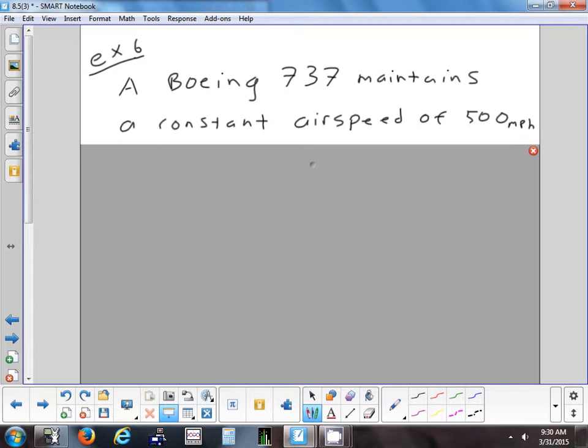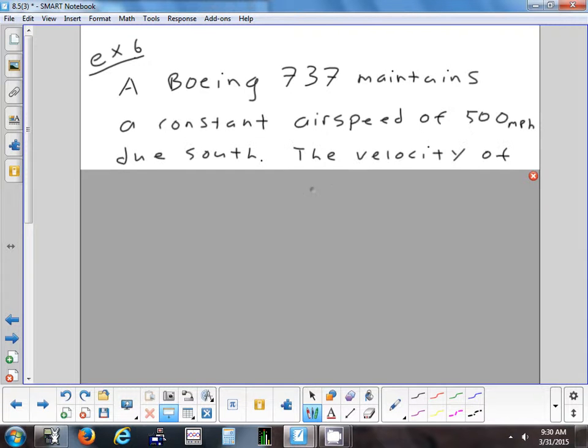Okay, so the Boeing 737 is maintaining an airspeed of 500 miles an hour south. Does everyone understand the difference between airspeed and ground speed for an airplane? All right, so the airspeed and the ground speed can be different. All right, so here's an example. You're driving in your car. Okay, let's say you're on the highway and you're going 60 miles an hour, and you're driving into a wind that's also 60 miles an hour. If you put your hand out the window, the air hitting your hand is going to feel like it's going how fast?